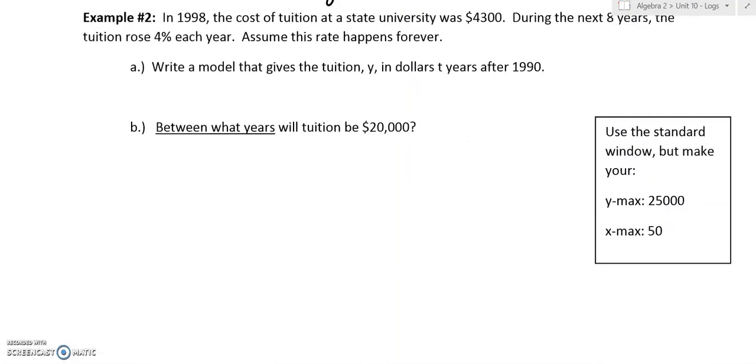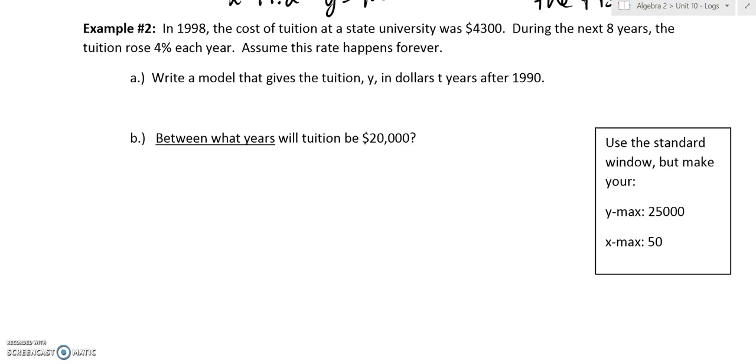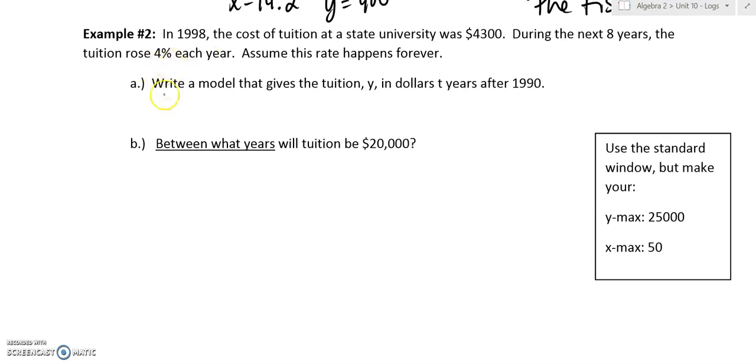Okay, next one. In 1998, the cost of tuition at a state university was $4,300. During the next 8 years, the tuition rose 4% each year. Write a model given this tuition and all these pieces. So, going through this, I have 4,300. That's my initial value. That's how much it costs. During the next 8 years, the tuition rose 4%.